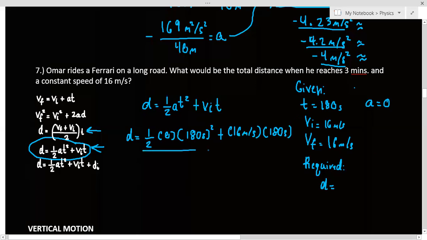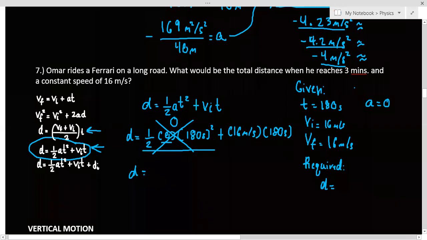As you can see, in the first term we have 1/2 times 0 times the square of 180 seconds. If you look closely, there is a 0 here. Anything multiplied by 0 is 0. So 0 times 1/2 times the square of 180 seconds, the answer is 0. So this term is cancelled. The first term is gone.